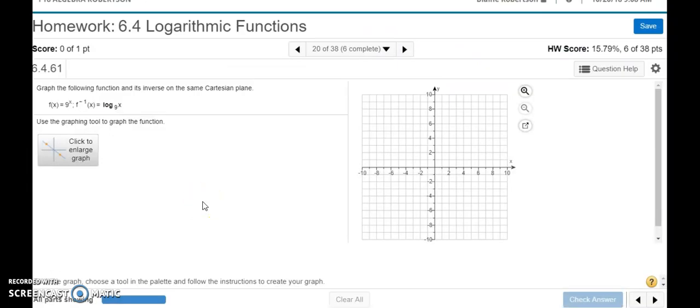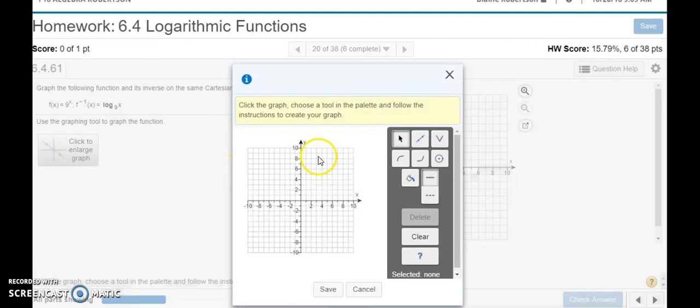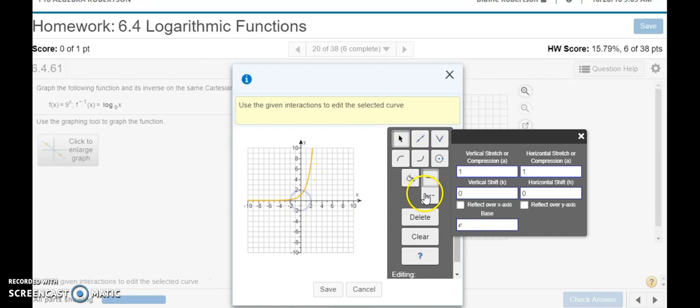Going back to Math Excel, now we have problems where we need to graph our log functions. And it says graph the following function and its inverse on the same Cartesian plane. So they actually give us both functions. So we don't need to do the work of finding the inverse. We can just graph it. So we see that the original function is an exponential function where 9 is the base. So we're going to start out with that. We're going to graph our exponential function, and we are going to set it up and make sure we change our base to 9. It doesn't have any further transformations. It's just 9 raised to the x power. So we're done with that one.